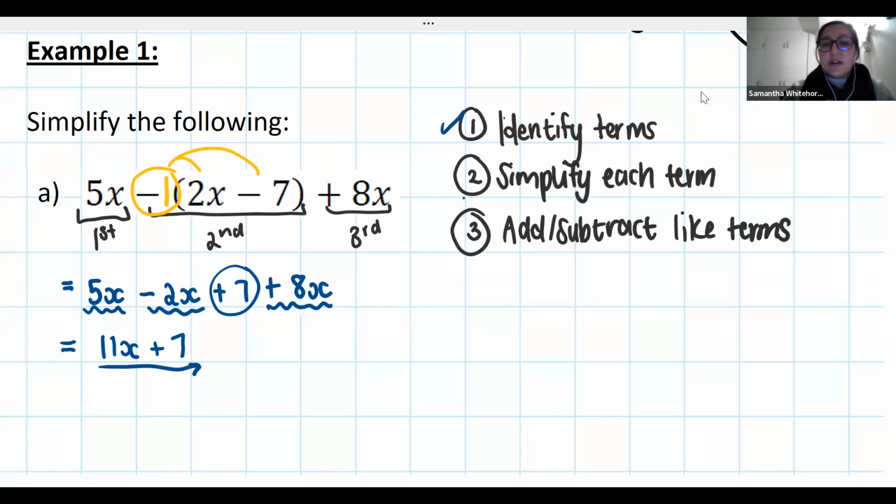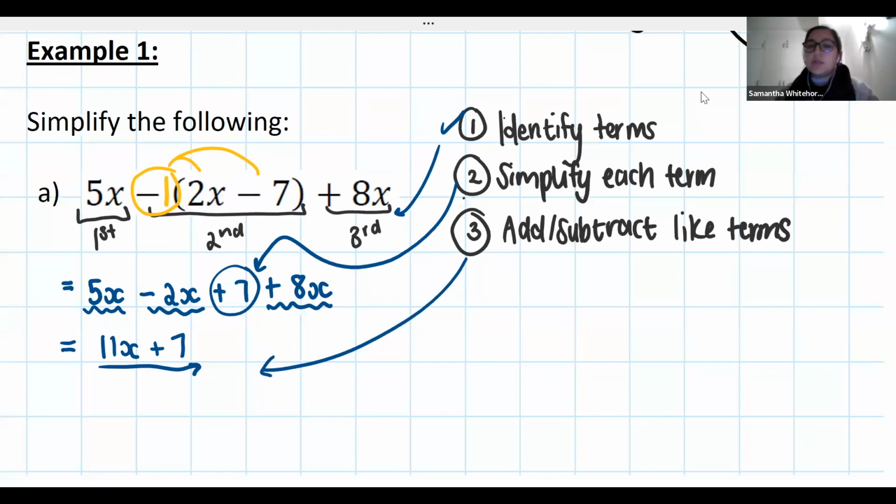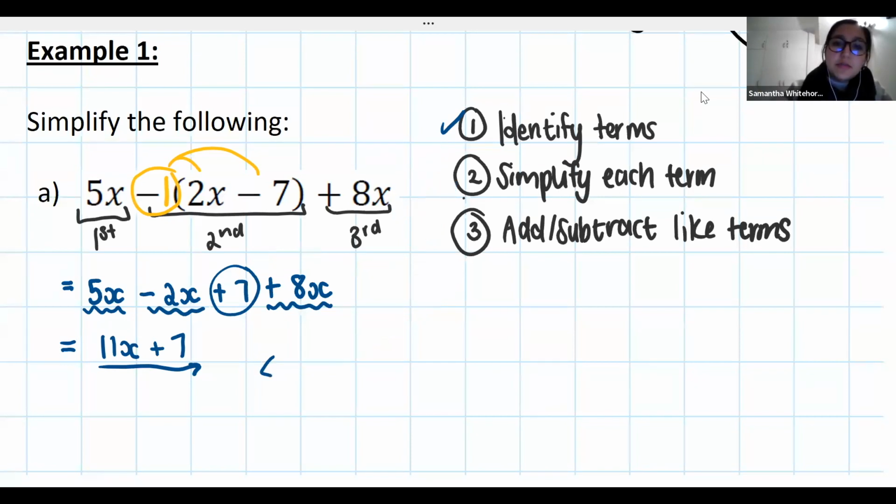So we identified our terms. I did that for you. You simplified the terms that you could simplify. So in this case, you distributed that negative, and then you added or subtracted your like terms. So if you can follow these 3 steps, you should be able to simplify any expression. And even if you really struggle, follow these 3 steps, you can get method marks.